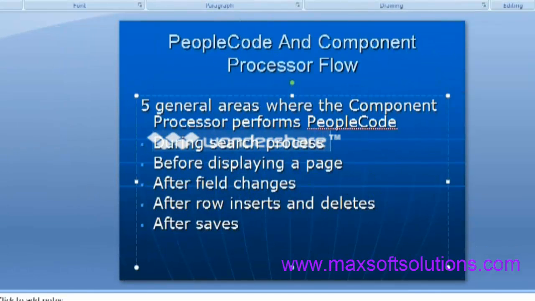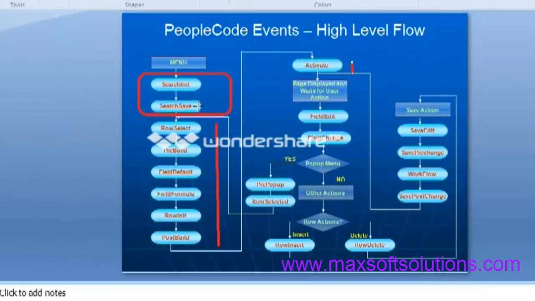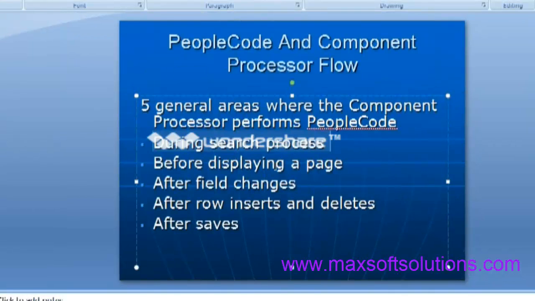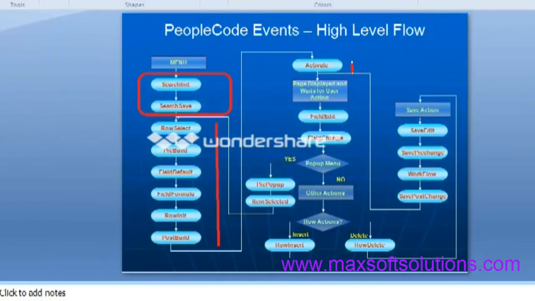First, during the search process, these two events can be fired. There is a process. Before displaying a page: row select, pre-build, field default, field formula, row init, post-build, activate. These many events are firing. You can choose one of your events, depending on your requirement. Then the page is displayed in front of the user.